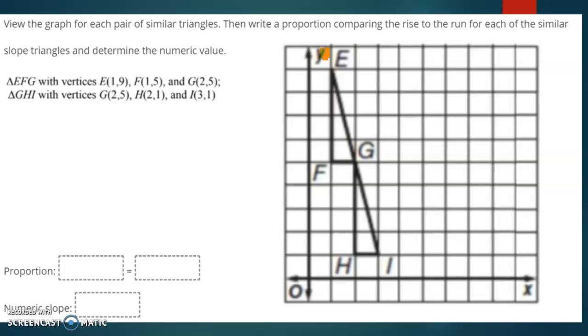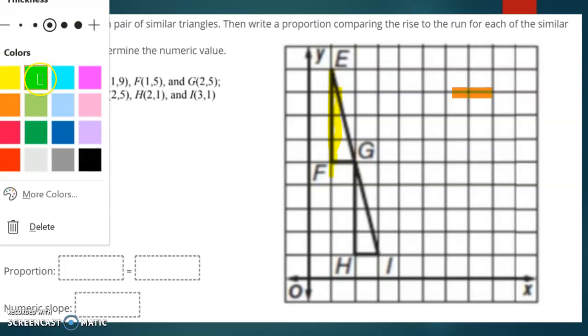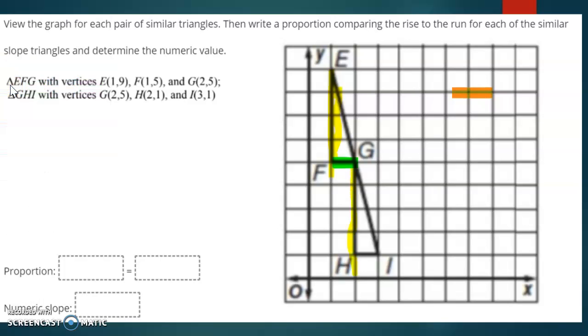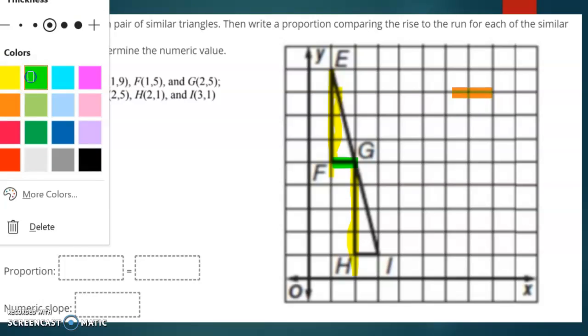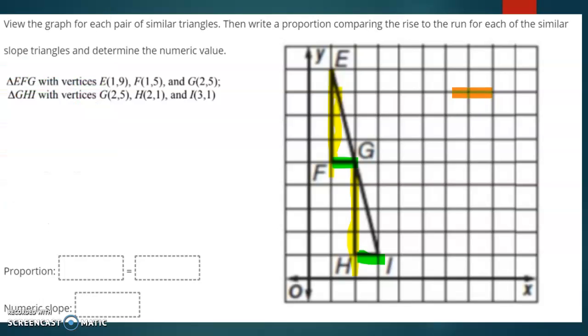When I look at this line right here, I notice that it has a negative slope. That should be the first thing you do. After you see that it has a negative slope, you will look at two triangles. This is a rise to run and a rise to a run. When you are doing slope formulas, slope triangles, it's rise over run.